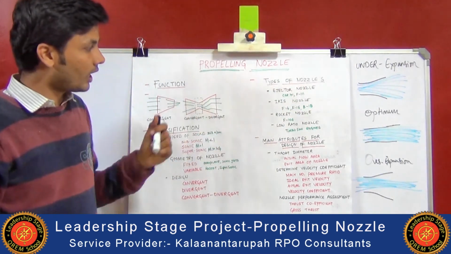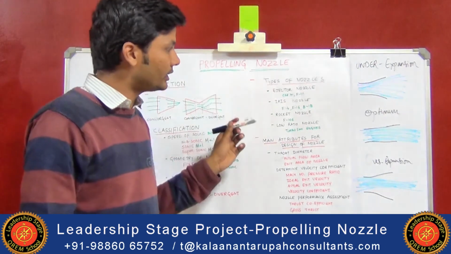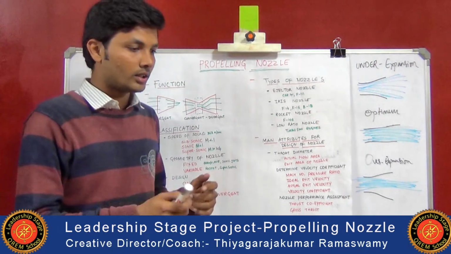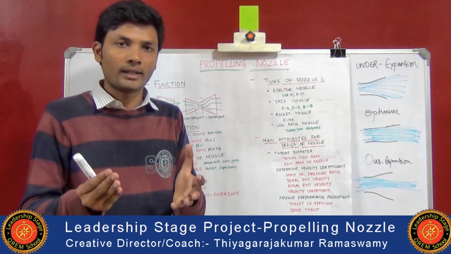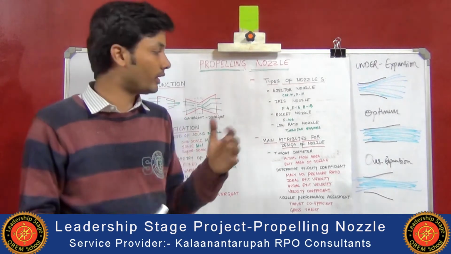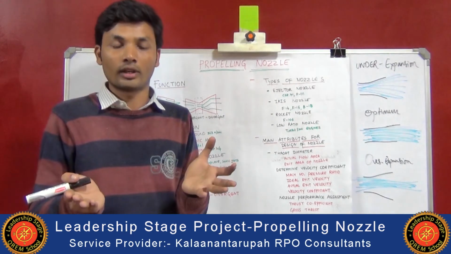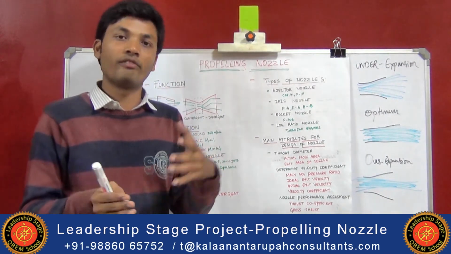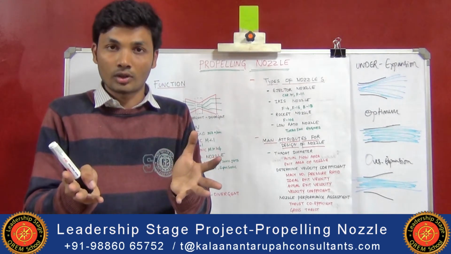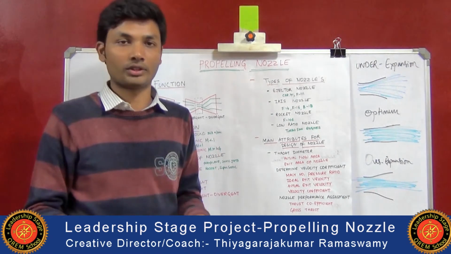The second one is the iris nozzle. It is nothing but an intelligent rotational iris-type nozzle. This is a nozzle where the petals are hydraulically loaded, whereas in the ejector they are spring loaded. Here they are hydraulically loaded. Even this is also a variable nozzle where you can vary the diameter of the nozzle with respect to the requirement of the afterburn process.